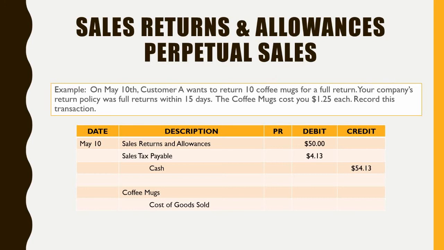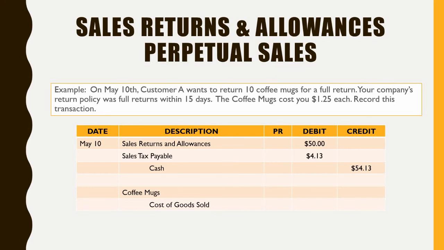That's the idea, because we're getting a return. They're giving us the product, so what do you do with that? You've got to put it back into inventory. And this time, because cost of goods sold is one of those flexible accounts, you can increase and decrease cost of goods sold.